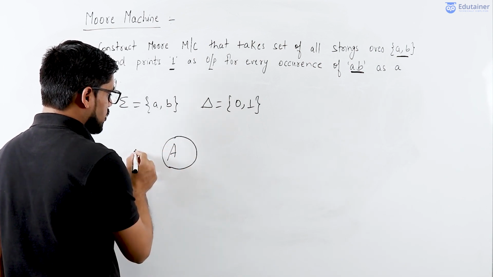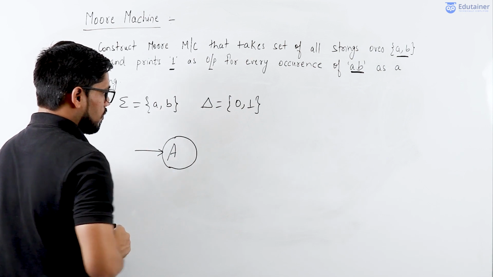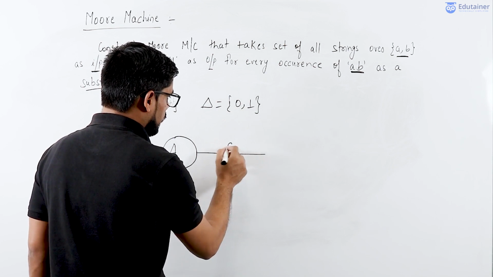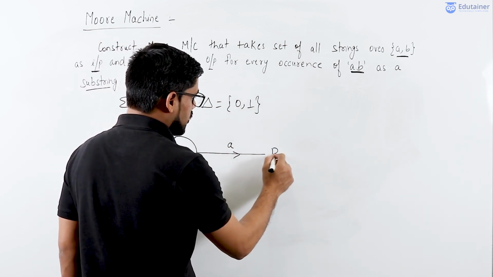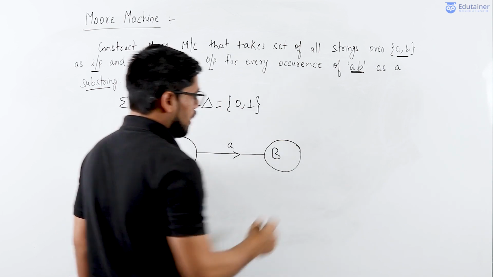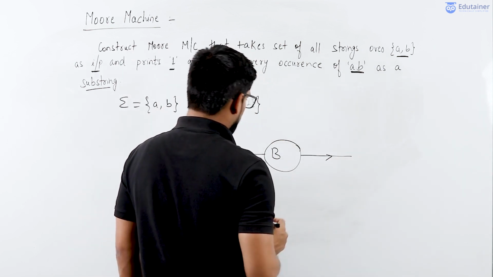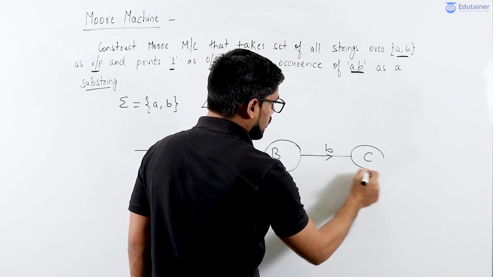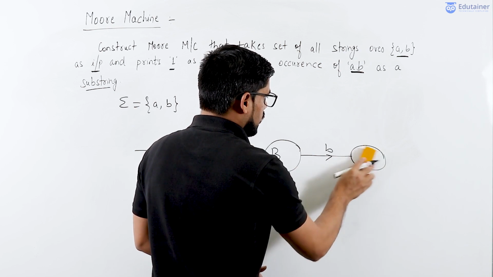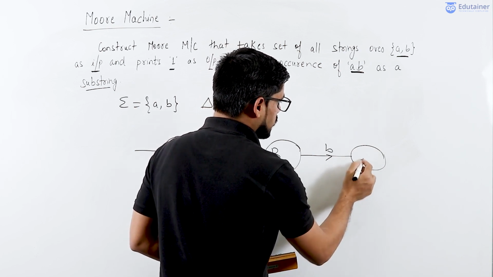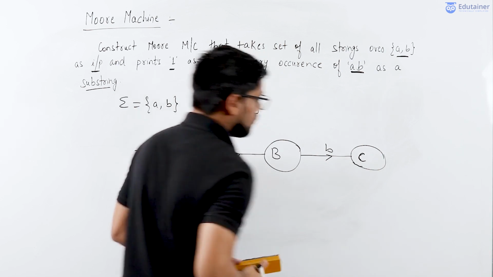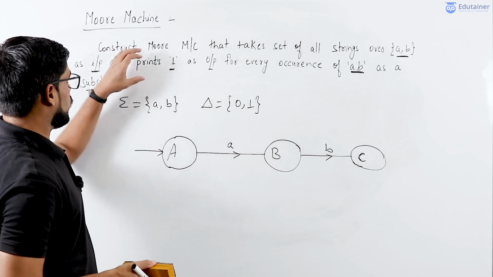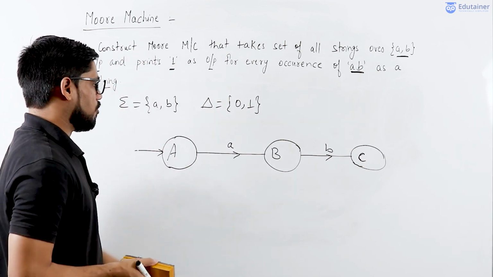Let's say I have an initial state capital A, and on seeing input a, I will go to the state capital B, and after that on seeing input b, I will go to the final state, let's say capital C. In the Moore machine and Mealy machine, a final state is not present, so I have not drawn the double circle. I just simulate the particular Moore machine with the help of a DFA.